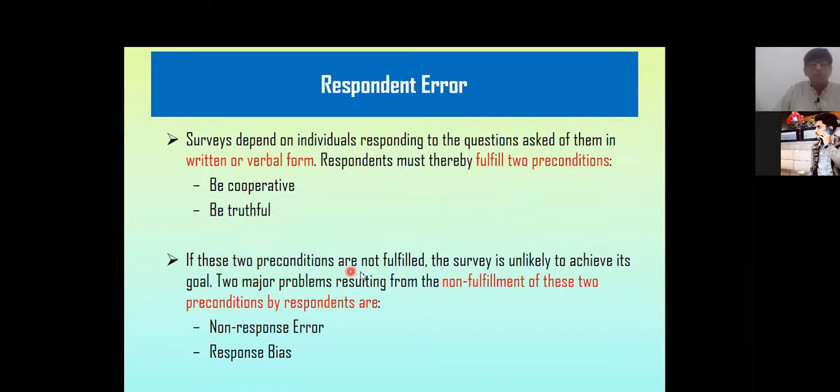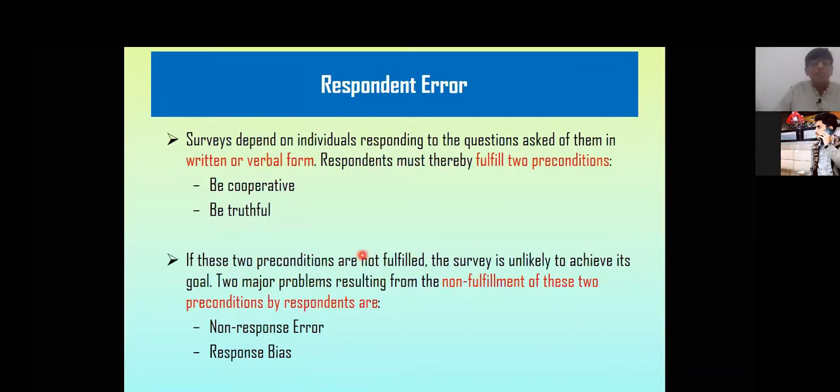If these two preconditions are not fulfilled by respondents, it will generate non-response error and response bias. If he's not cooperating, not giving you the response, then it's a non-response error, because the person was unable to provide the response. So definitely it will create a non-response error. And if he's not truthful, sometimes the respondent, because of a certain reason, is hiding some information for social reasons. If there is a problem like that, then it will generate response bias.